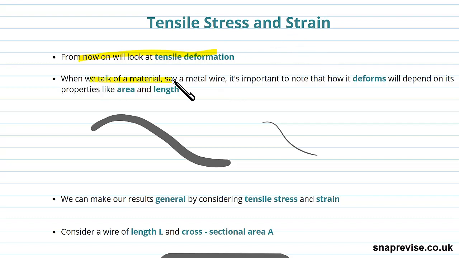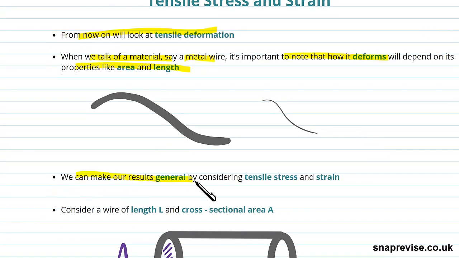So when we talk of a material, let's say a metal wire, it's important to know that how it deforms will depend on its properties like area and length. Here this is a thick one, and it's much longer than this thin, shorter one. Clearly how this one reacts to being stretched with the same kind of force is going to be different to this one. So we're going to try and standardize it, and that's the important part about this. It's about making it so that you don't need to know the specifics of the metal wire you're talking about. You can just come up with these quantities that work for whatever size or shape of metal wire you're dealing with, and that's what we're going to go for here. So we make our results general by considering tensile stress and strain.